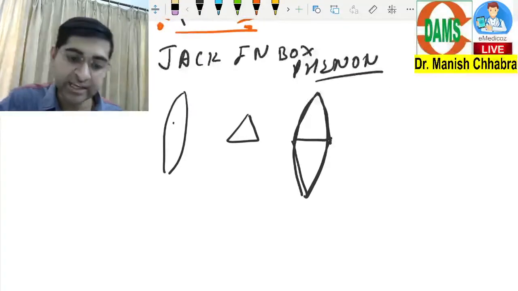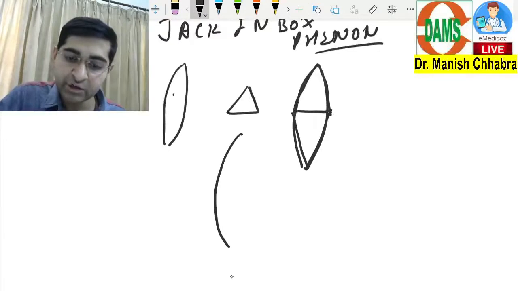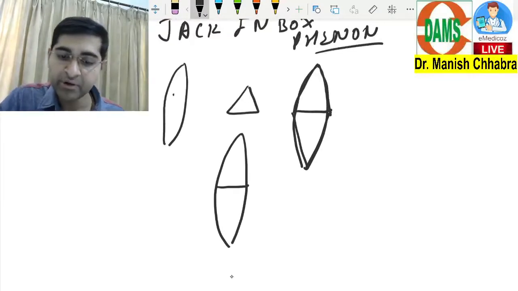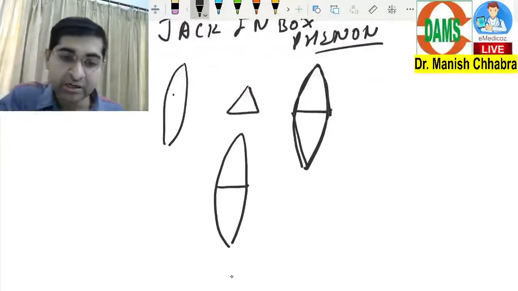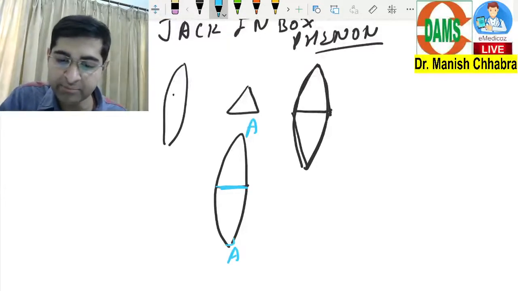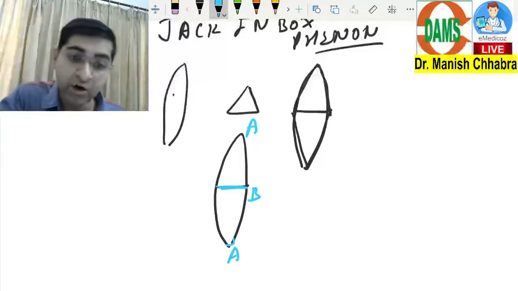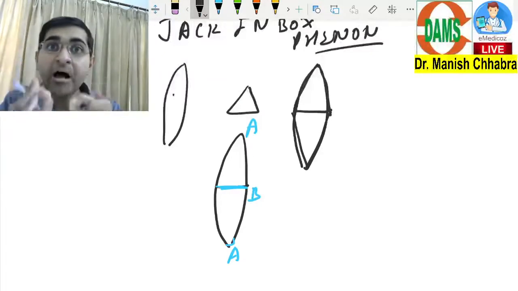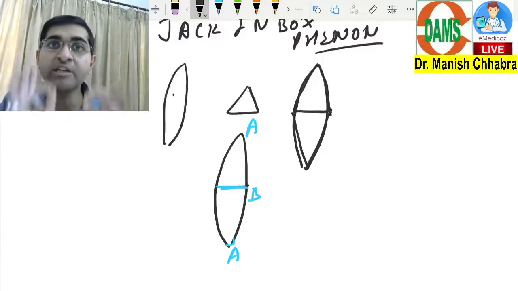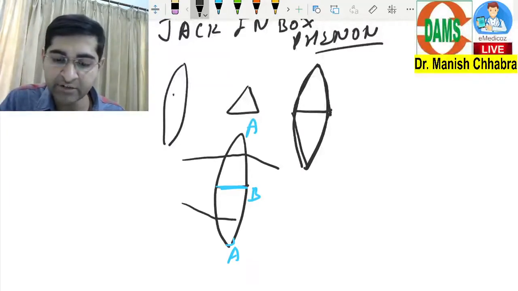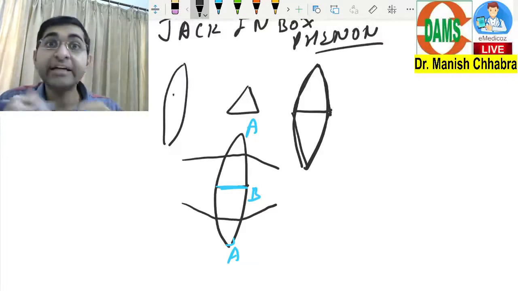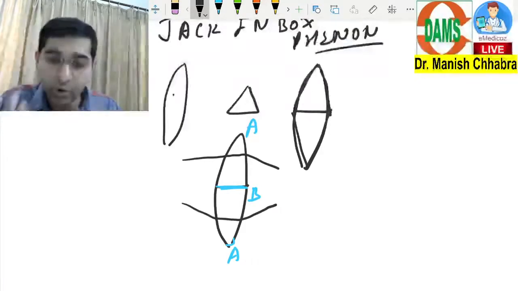So this convex lens, if you see it, will look like two prisms which are attached to each other through their base. This is the base of the prism and this is the apex. Apex of the prism, apex of the prism, and this is the base of the prism, right? Now you know that when a light ray passes through a prism, it will always bend towards its base. So a light ray coming like this will bend towards its base. That is why we get the jack in the box phenomenon. How? I'm going to explain to you.